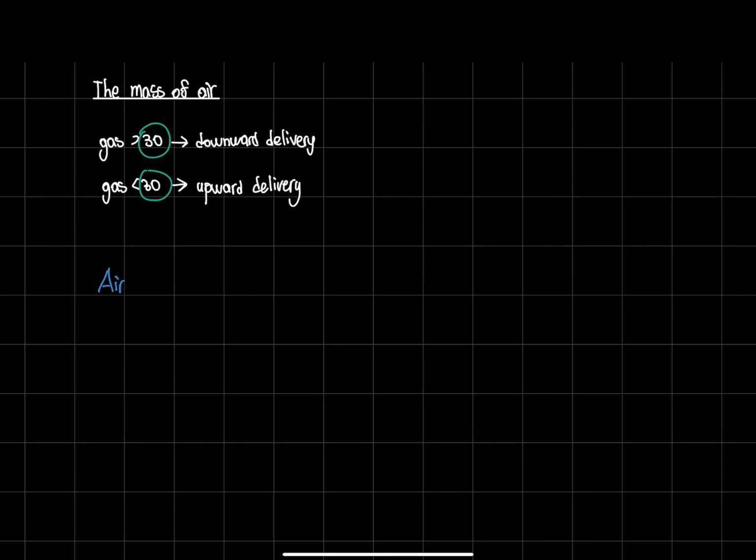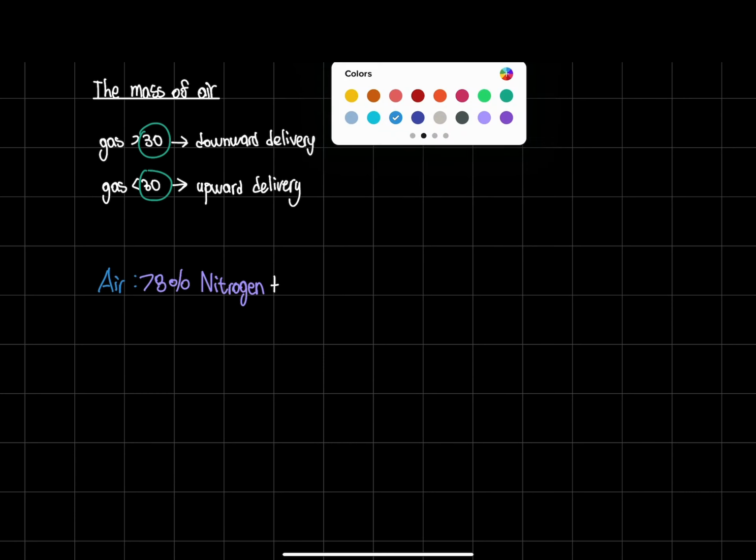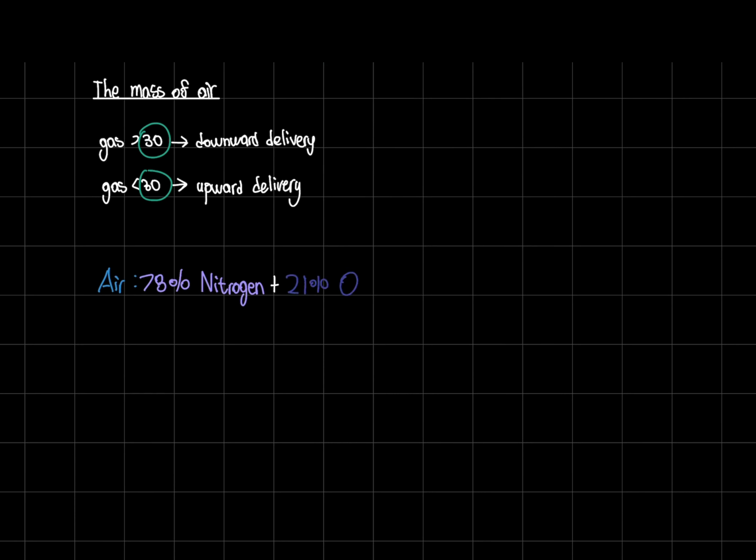So air is made up of 78% nitrogen, plus 21% oxygen, plus 0.93% argon, plus 0.04% carbon dioxide. Okay, so that is the composition of air.